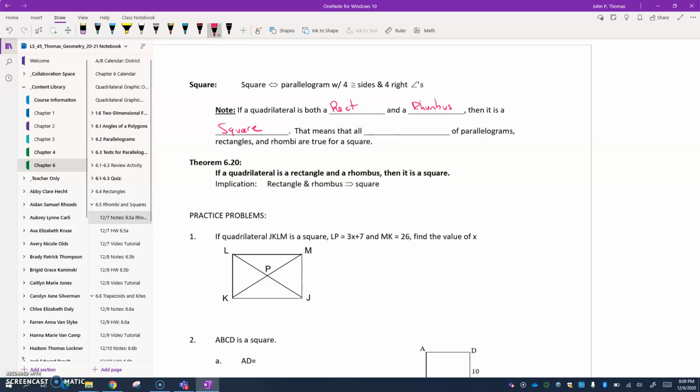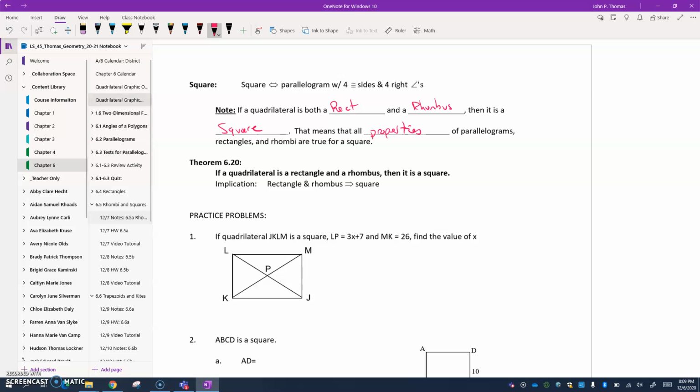Now what this means is that all the properties of parallelograms, rectangles, and rhombi are true for a square. So really, when you hit a square, you get virtually every rule that we've talked about up to this point in our graphic organizer. And we get one additional rule: if a quadrilateral is a rectangle and a rhombus, then it is a square, which really didn't give me a whole lot. It just tells me what we said above.